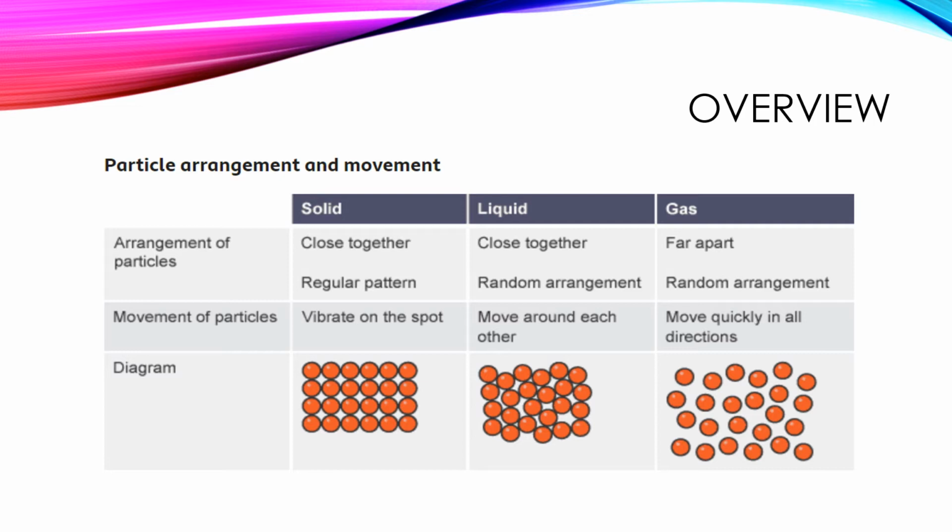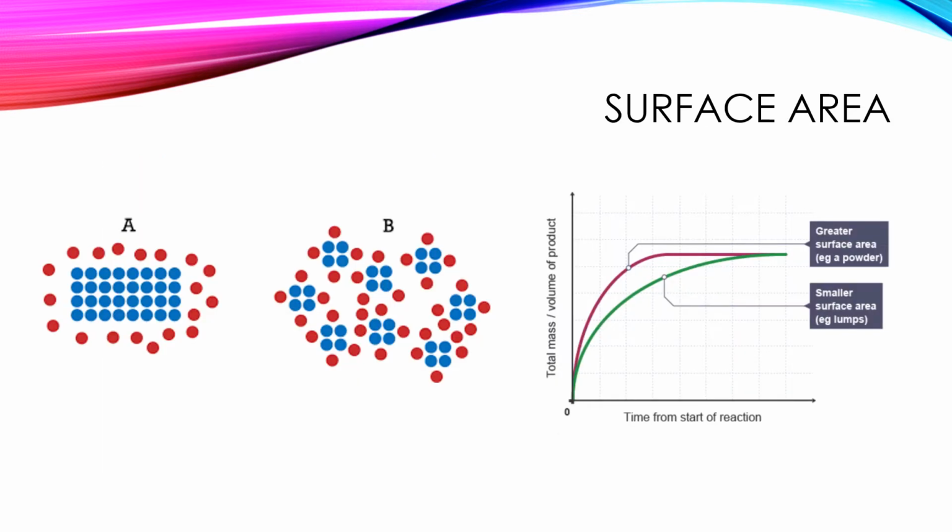So overall, in this presentation, we are going to talk about how the changes in surface area, temperature, and concentration affect the rate of reaction, and it will link into particle theory. For any chemical reaction to happen, the reactant particles must collide with each other, and the particles must have enough energy to react.